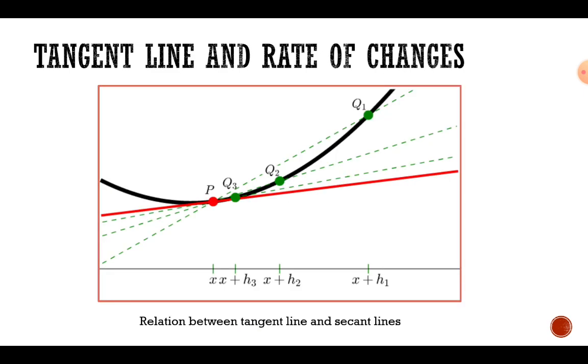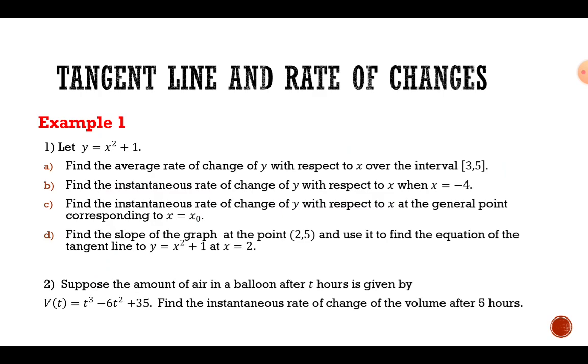So now, if I'm not mistaken, during our last lecture we were halfway done with example 1, question 1. We have done so far example 1A and 1B. So now we are going to proceed with example C and D. Alright, so for example C, let's try. Find the instantaneous rate of change.